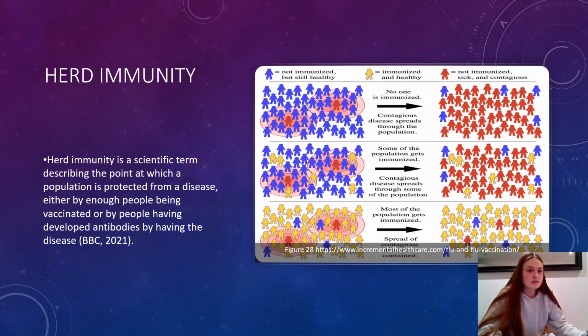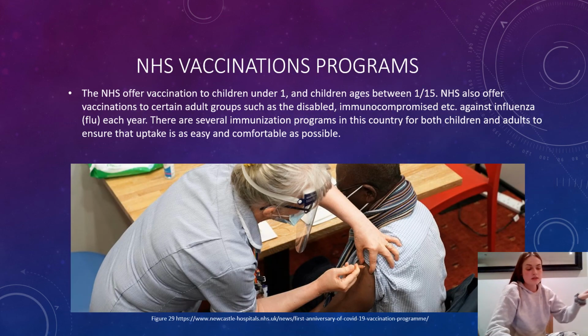The NHS offers vaccinations to children under 1 and children aged between 1 and 15. The NHS can also offer vaccinations to certain adult groups, such as disabled and immunocompromised people, against influenza each year. There are several immunisation programs in this country for both children and adults to ensure that uptake is as easy and comfortable as possible. This is demonstrated by the availability of the NHS immunisation program for children.